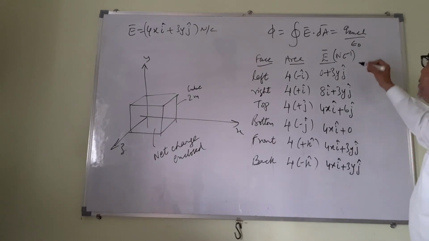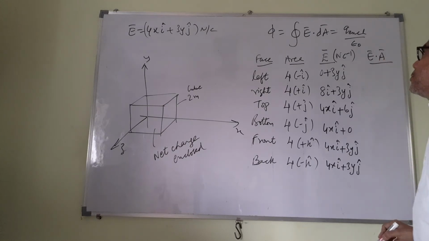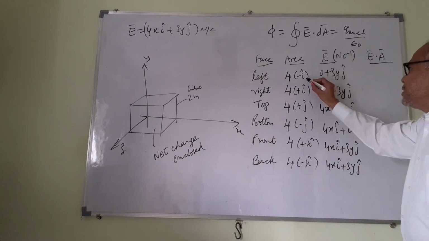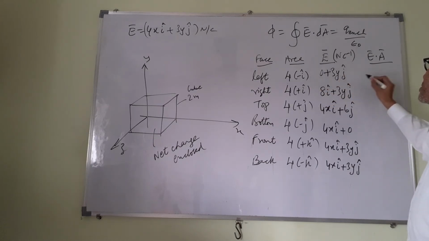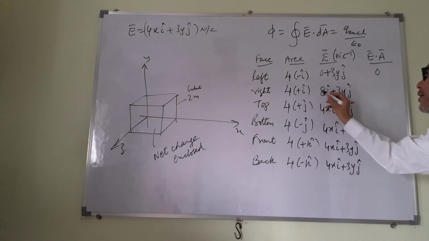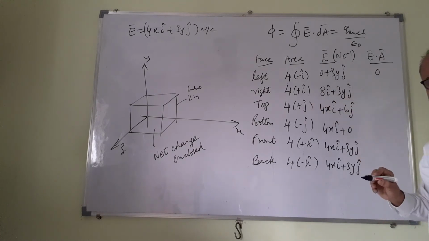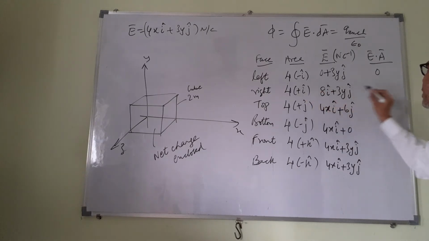Now let us find E dot A. If you find out E dot A, what you are going to find is that this is vector i and this is vector j. i dot j will be 0. So this is going to be 0. Here you will have i dot i as 1, and i dot j is 0. So you will get 32 here.